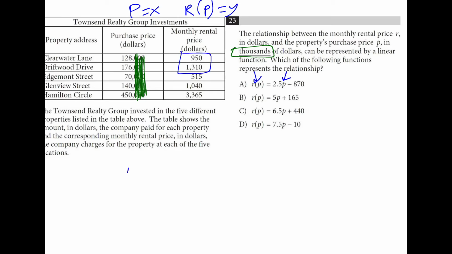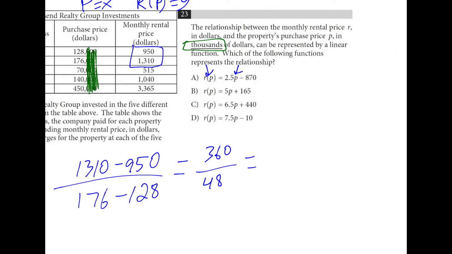So I'm going to look at 1310 minus 950 all over 176 minus 128. So this is my slope. If I divide that out, I get 7.5. D.